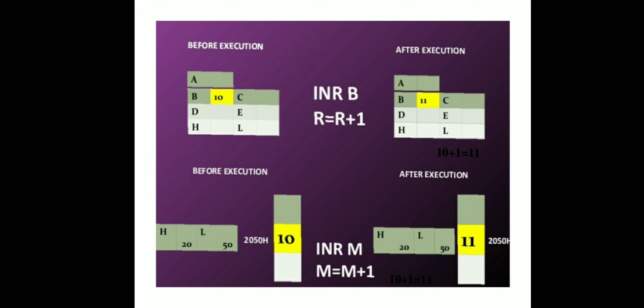INR M, that is, the content of memory location specified by the HL pair is incremented by 1 and it is stored in the same memory location.